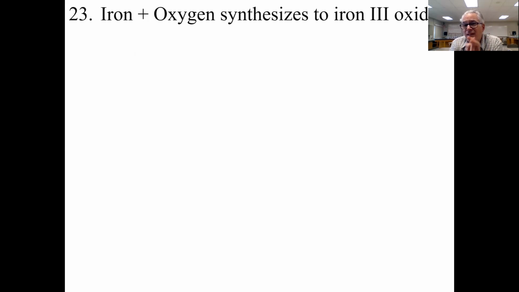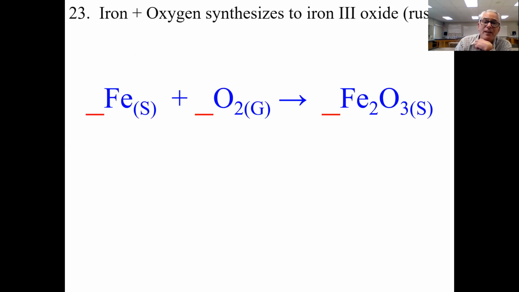You got to do this. Iron's a positive 3 ion. Oxygen makes a negative 2. Crisscross. It's going to be Fe2O3. Iron is a solid. Oxygen is a gas. And then rust.